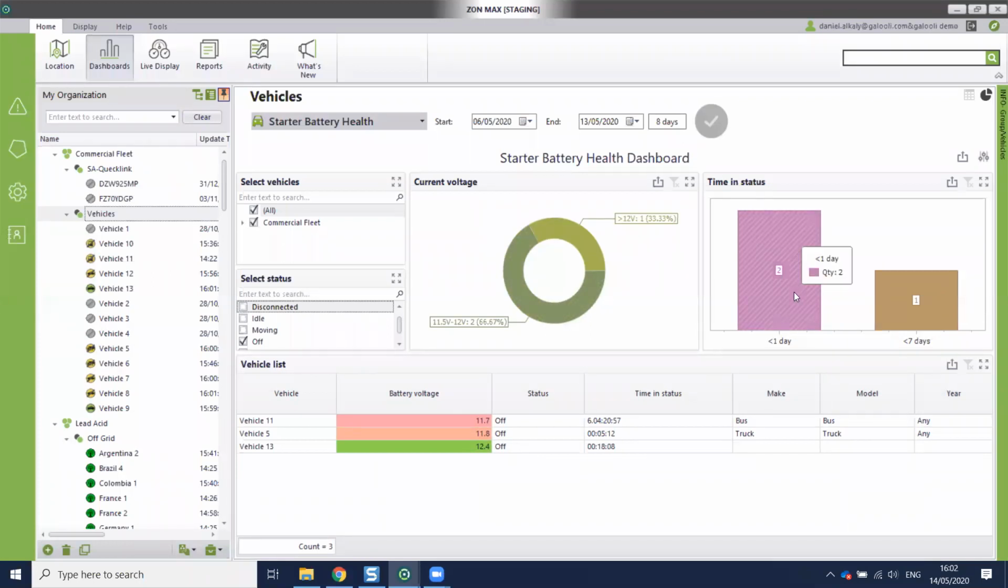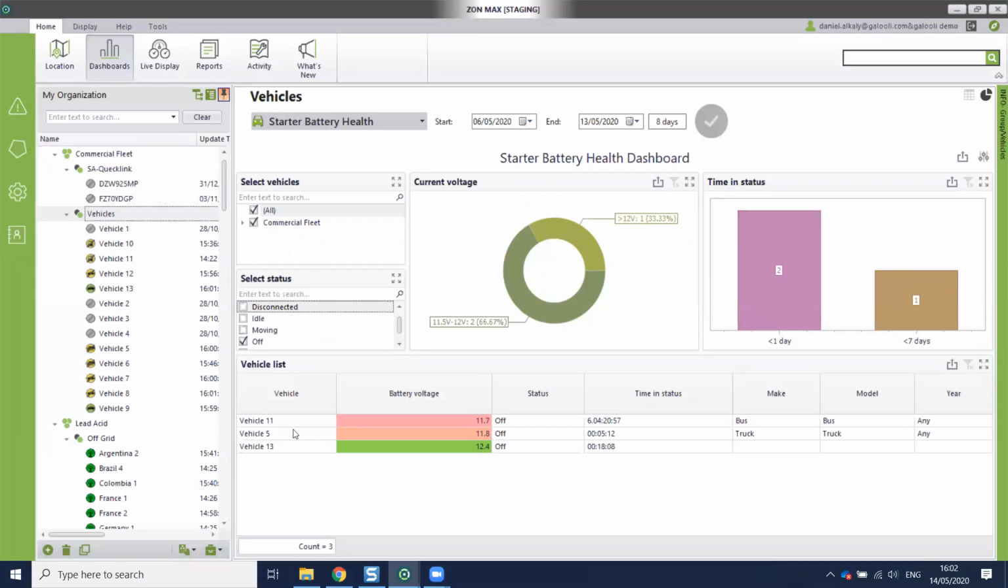So I have two vehicles which have been off for one day, which is pretty much okay. But we have one vehicle which has been off for 7 days. And that's already a red flag for us, okay? That's already a period of time that the battery could be going too low, and we need to make sure that the battery isn't lower than expected.